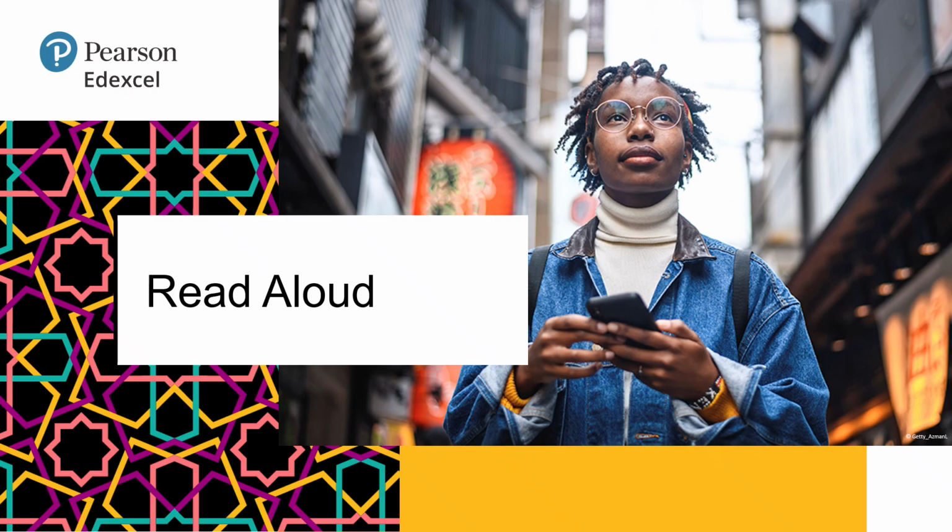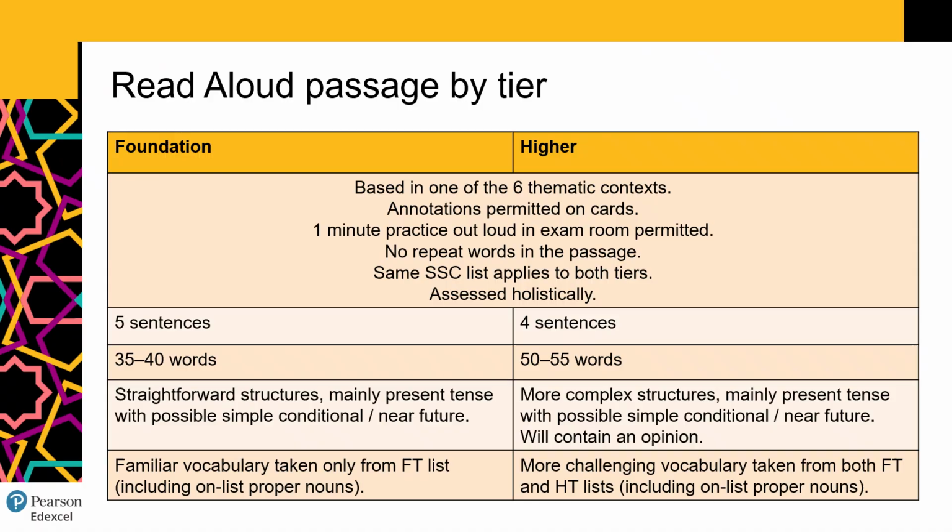Let's focus on the read aloud. Read aloud passage by tier. This is a new task for this specification. The focus is on assessing the accurate application of SSCs, sound symbol correspondences, or phonics, from the specified list published in Appendix 2 of the specifications. For each tier at each assessment series, there will be 6 candidate cards, 1 based on each of the thematic contexts, and 6 corresponding teacher cards. All rubrics will be in English on the cards.